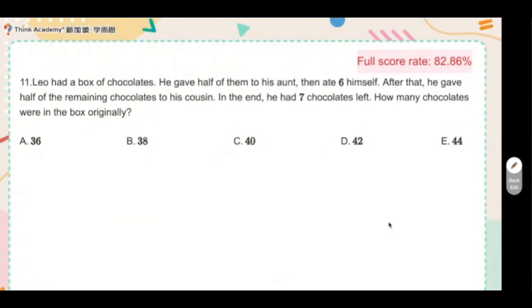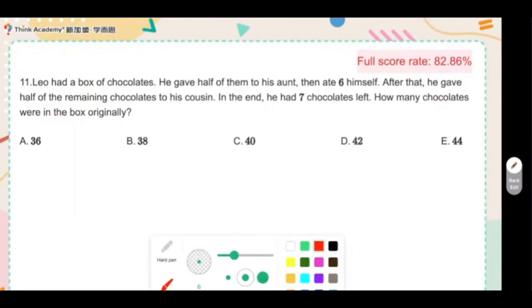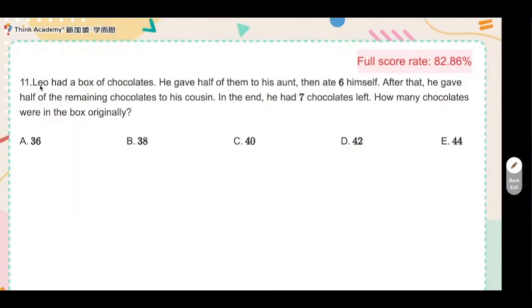Question 11. Question 11. Have you got question 11? Okay, so everyone, let's see. This time, something has happened. Okay, Leo has a box of chocolates. He gave half of them to his aunt. So firstly, this is Leo. And in the beginning, do we know how many he has? Seems we don't know, right? But we can draw a blank here.